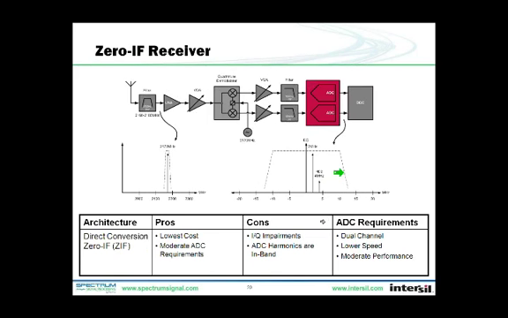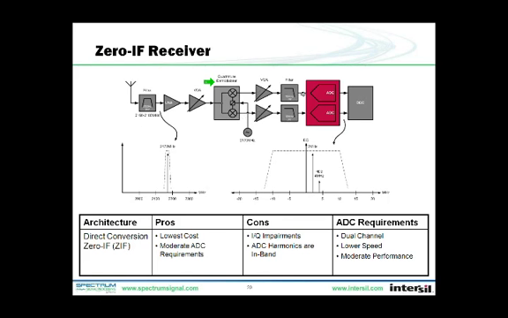On the other end of the architectural spectrum is the zero-IF or ZIF receiver. It's also called direct conversion. In this configuration, the RF is directly down-converted by the quadrature demodulator, which is essentially two mixers where the LO has been shifted by 90 degrees. The output of the quad demod, or I and Q, is amplified and then low-pass filtered and then goes to the ADC.